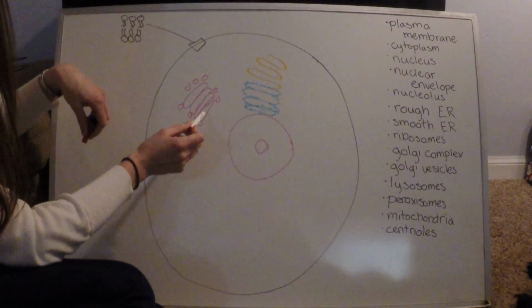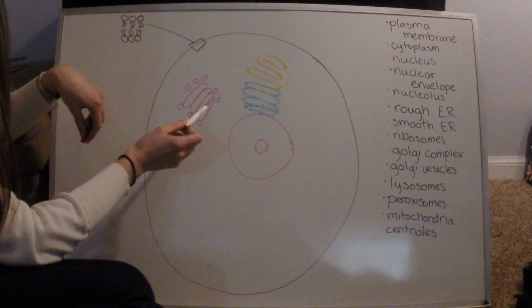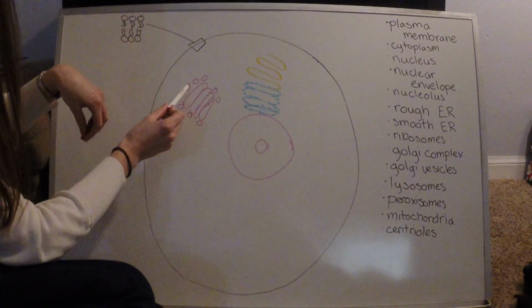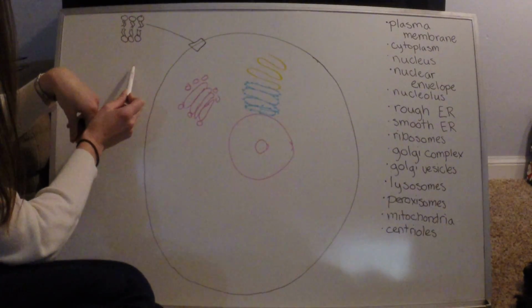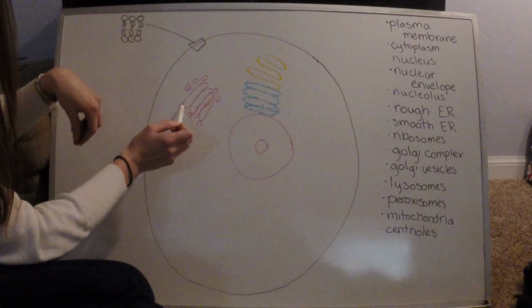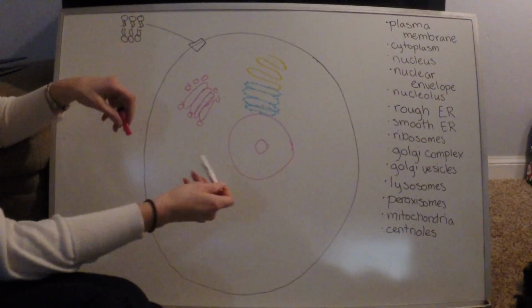The Golgi complex sort of packages and does the last final touches on the proteins, and then they are transferred to the vesicles, which can either take the proteins outside of the cell, exocytosis, or they will transfer them to somewhere else inside the cell, which is endocytosis.